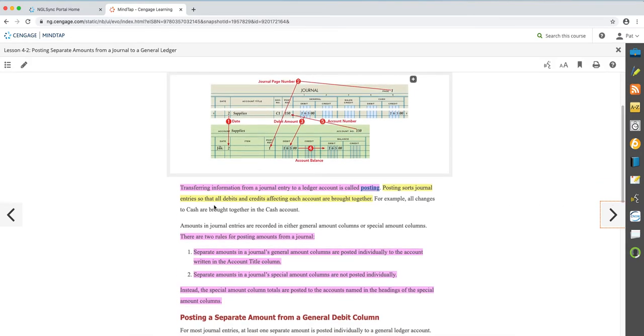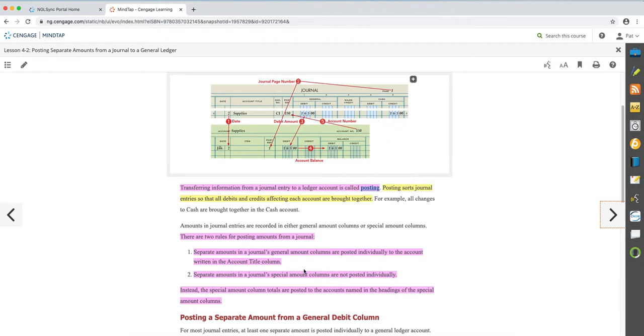All right, posting entries, debits and credits, affects each account. That we want to make sure we are understanding, and we want to keep an updated balance. Where is it coming from? What date? And so we're going to walk through all this. 2 rules to posting: special amount columns and the general columns are posted individually. General debit and credit are posted individually. Separate amounts in the journal special columns, anything in sales, debits, and credits, are not. So general debit and credit here are going to be posted individually. These in sales and cash debit and credit are not. We will post these totals at the end.